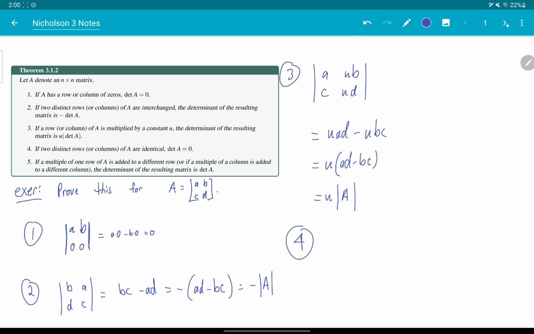4. If you have two identical rows, so if you have like A, B, A, B, what's going to happen? Well, in general, I think the best thing to do would be to do a row operation. Never mind. Let's just grind this out directly. I get AB minus AB, which is 0.